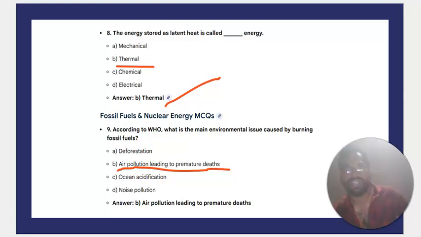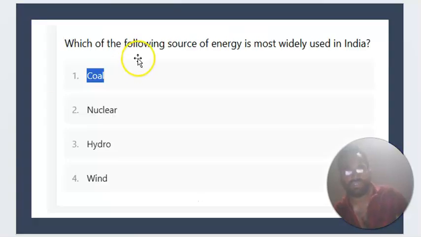Now we can move to the next slide. Which of the following sources of energy is most widely used in India? The options given are coal, nuclear, hydro and wind. So the right answer is coal. Most of India depends on coal for its energy and current production. So coal is the right answer.